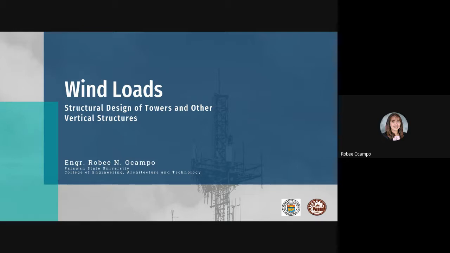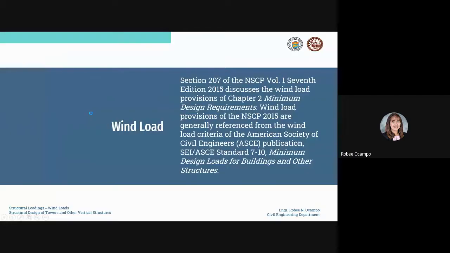All right. Okay. So we're going to discuss more on the wind loads today or tonight. But because our subject is structural design for towers and other vertical structures, we're going to focus mainly on the design or the computation of wind loads for the towers and other vertical structures. But of course, we have general provisions that are used for all of the vertical structures. Okay?